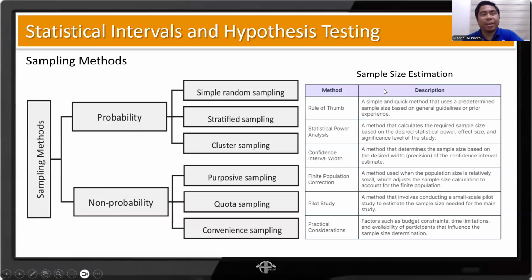When we decide on the sample size, we have some tips here. I will not read them one by one. You may take a screenshot in 3, 2, 1.